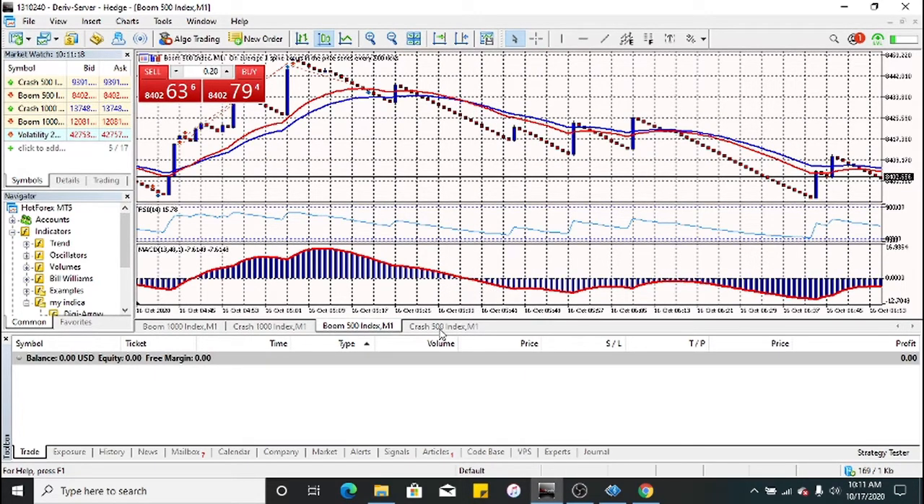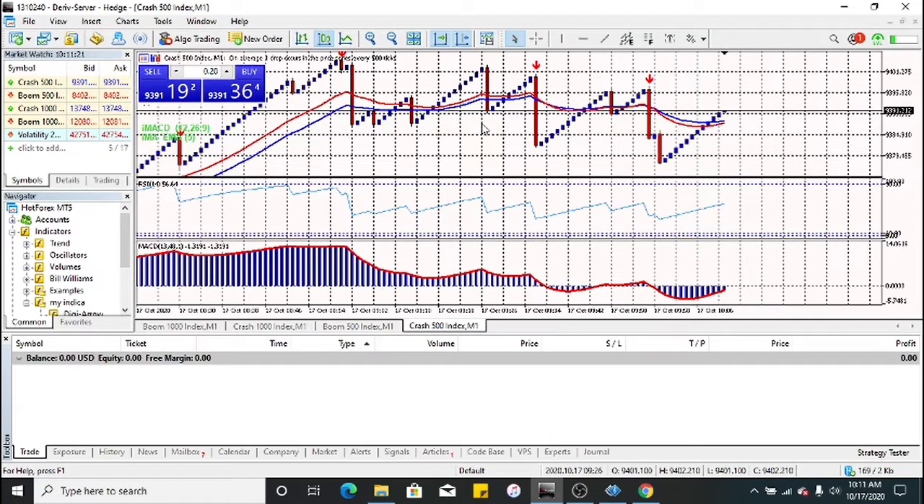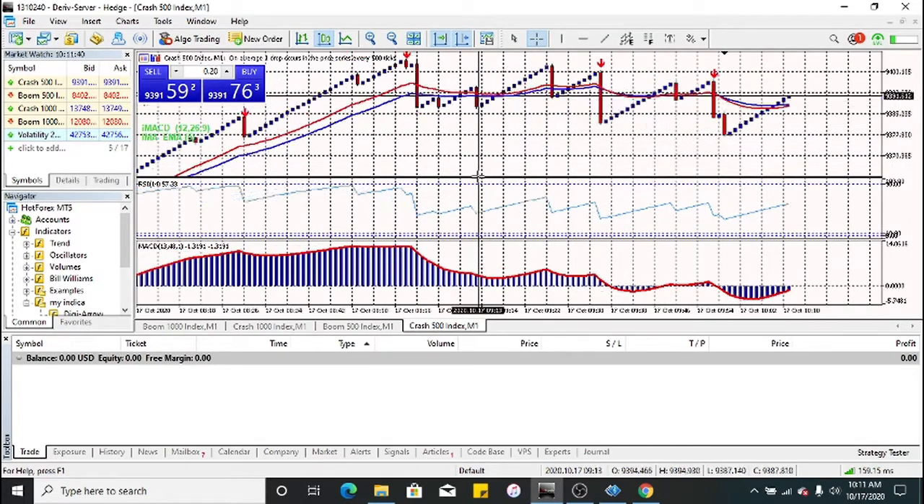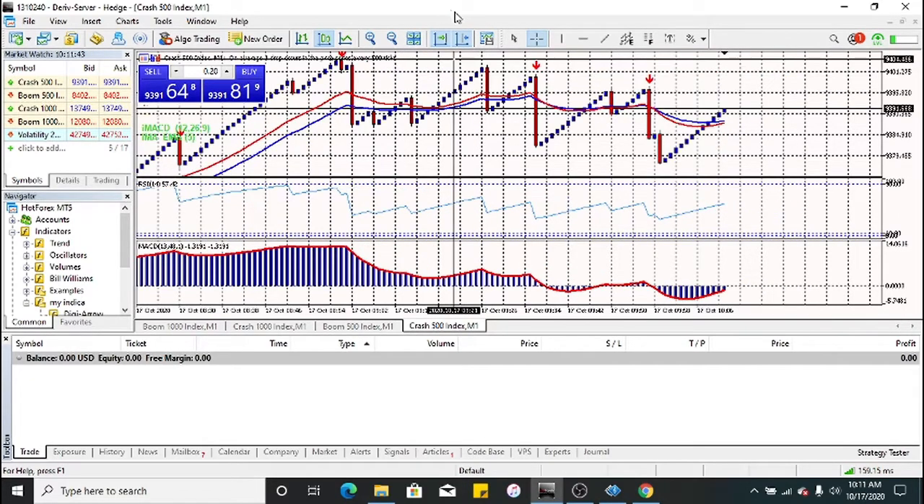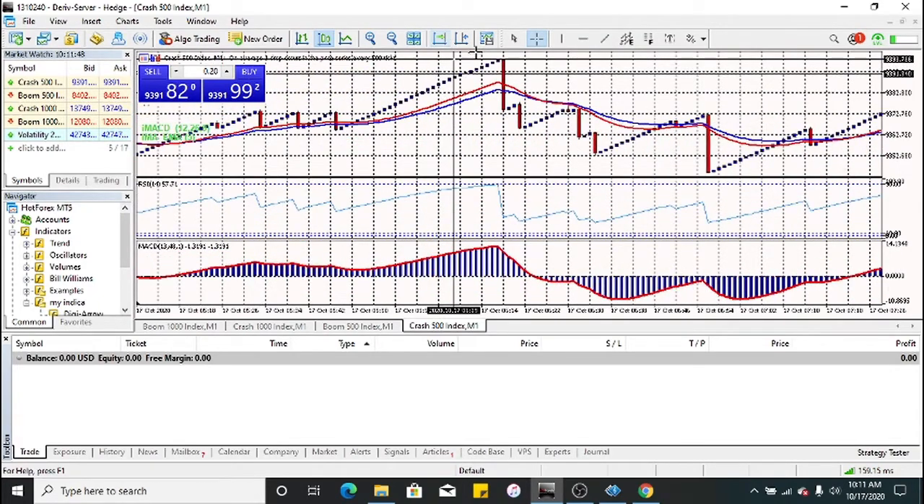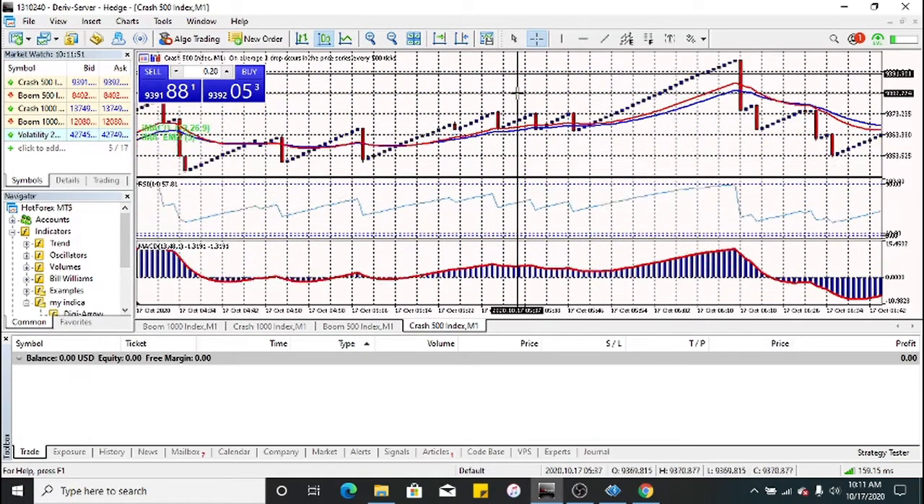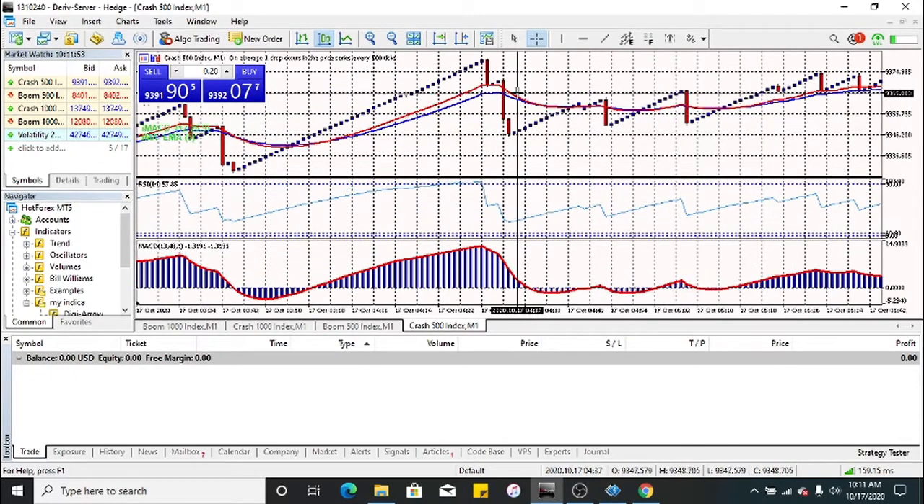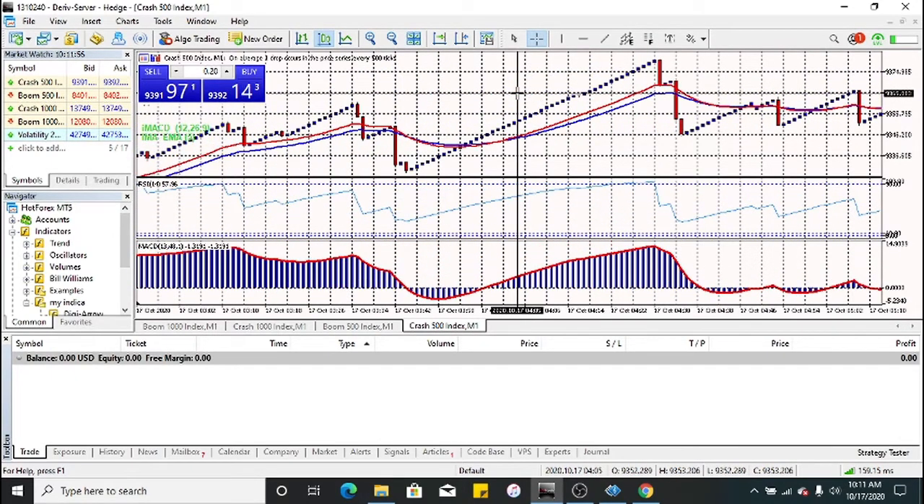So on the Crash 500, there are a lot of instances that you could have captured. Even just here, as the market was about to turn, you could have captured this spike. See, a lot of instances that you can capture. In a day, you can get at least about 20 to 30 perfect setups.